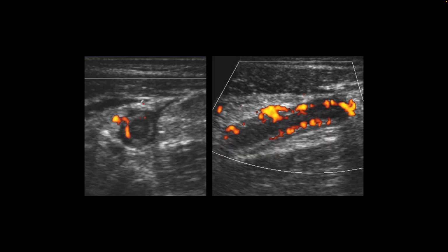Here is the axial image of the enlarged and inflamed appendix, and this is the sagittal image of the enlarged and inflamed appendix. We see hyperemia, we see mural thickening, and we see distension.